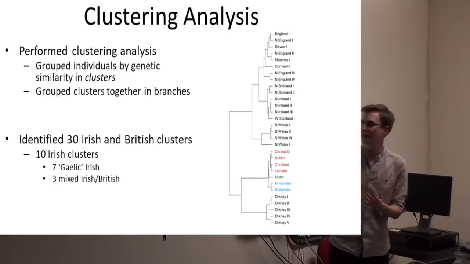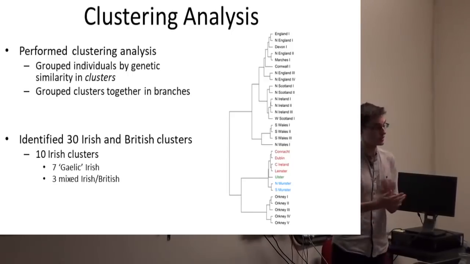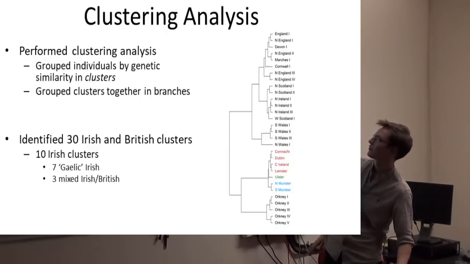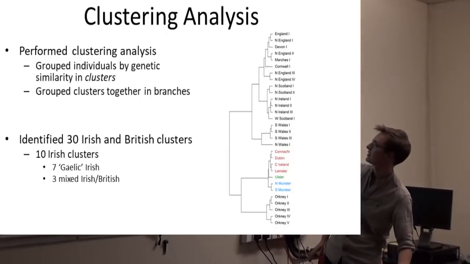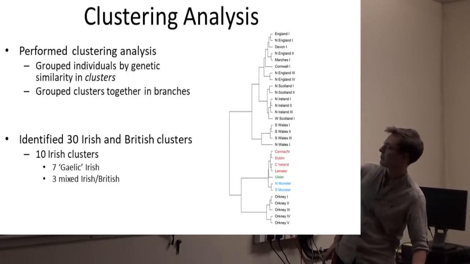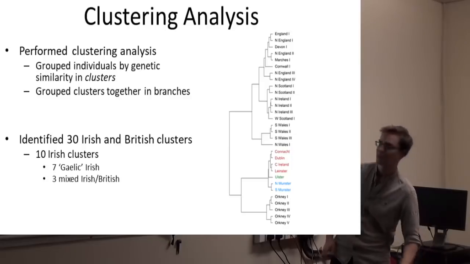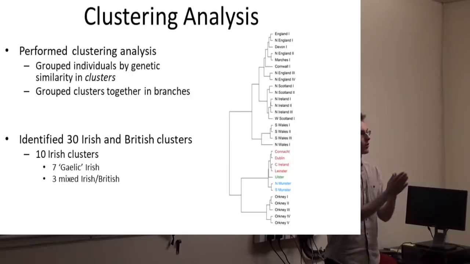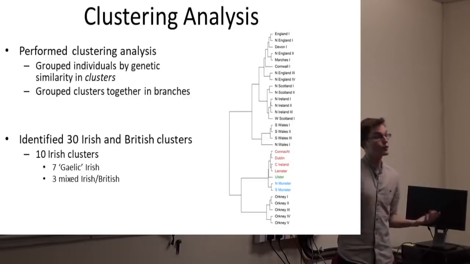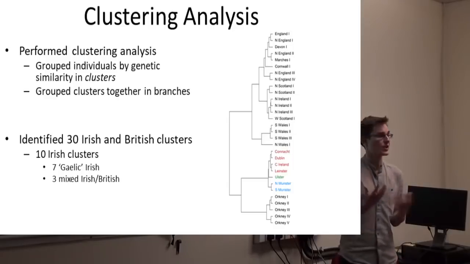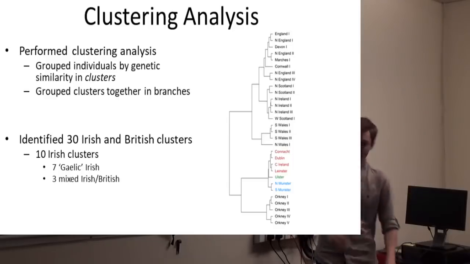So they were predominantly a mix of Irish, English and Scottish to varying different proportions. Those 3 mixed clusters are up here. We call them North Ireland clusters 1, 2 and 3. And then the Gaelic clusters are down here. What this tree is doing is clustering the individuals, then we cluster the clusters and put them on branches. It's not an evolutionary tree, it's simply a demonstration of the genetic relationships between each of the clusters.